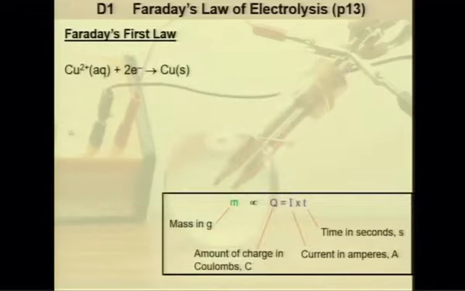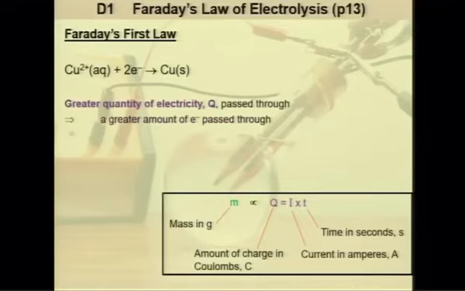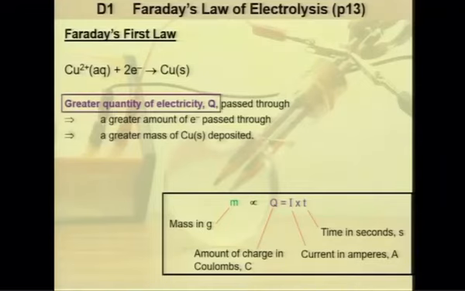To give an example, if I increase the amount of charge, it means I'm passing more electrons. So as a reaction, when I'm passing more electrons, I'm going to get a greater mass of product. And how do I get a greater quantity of charge? Looking at this equation, I can either use a stronger current, change the battery, or I can use the same current but increase the amount of time that I use. Or any combination.